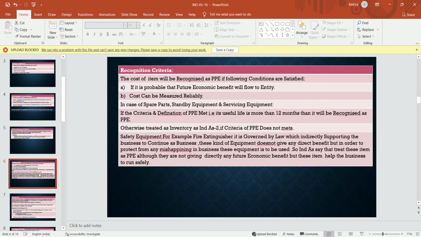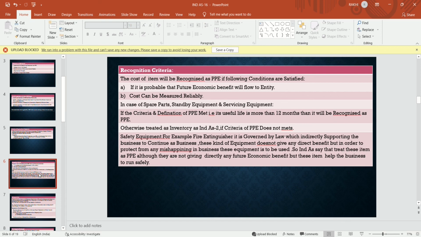If any machinery gives the company some useful benefit, then only the company will recognize that asset as property, plant and equipment, and the cost can be measured reliably. So these two are the conditions. It is probable that future economic benefit will flow to the entity and the cost can be measured reliably. If these two conditions are fulfilled, then the company will recognize that cost as property, plant and equipment.